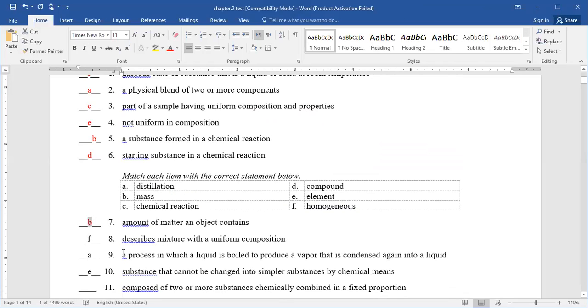Describes a mixture with a uniform composition. When I say uniform composition, it will be homogeneous, number F. A process in which a liquid is boiled to produce a vapor that is condensed again into liquid. This process is used for separating substances, and it's called distillation.